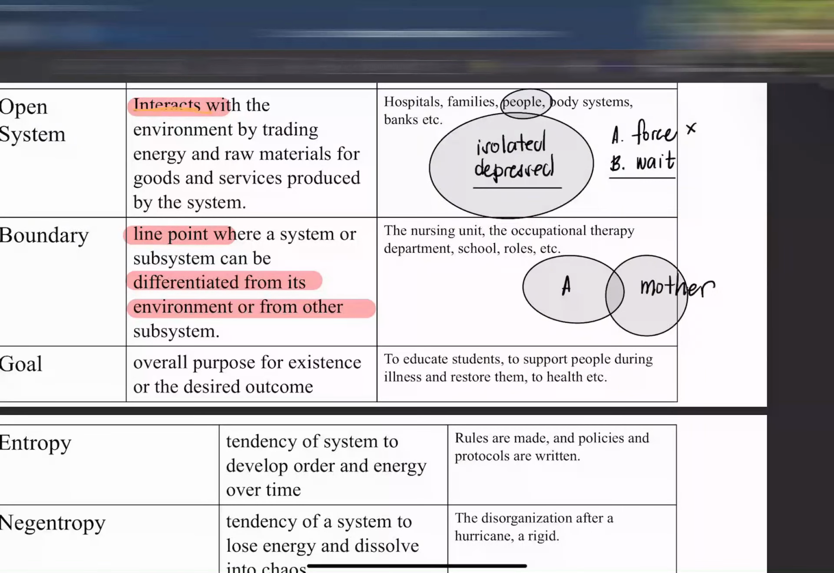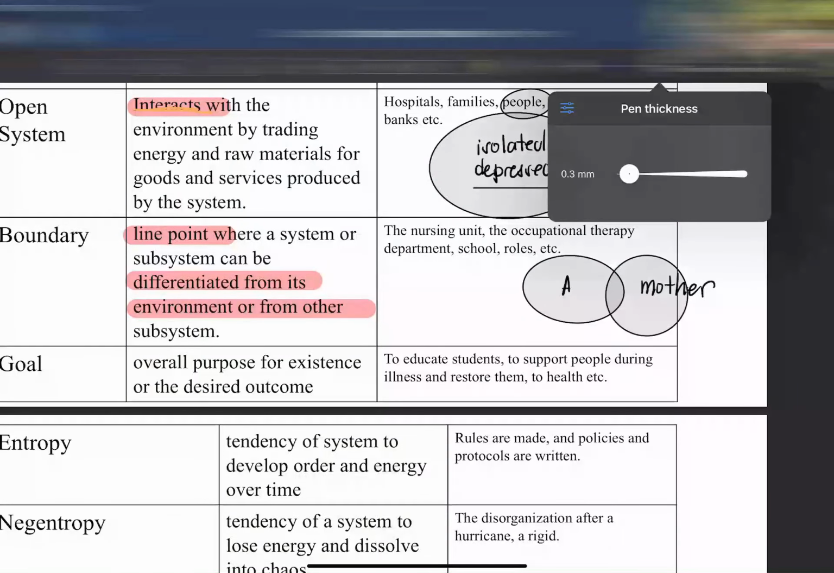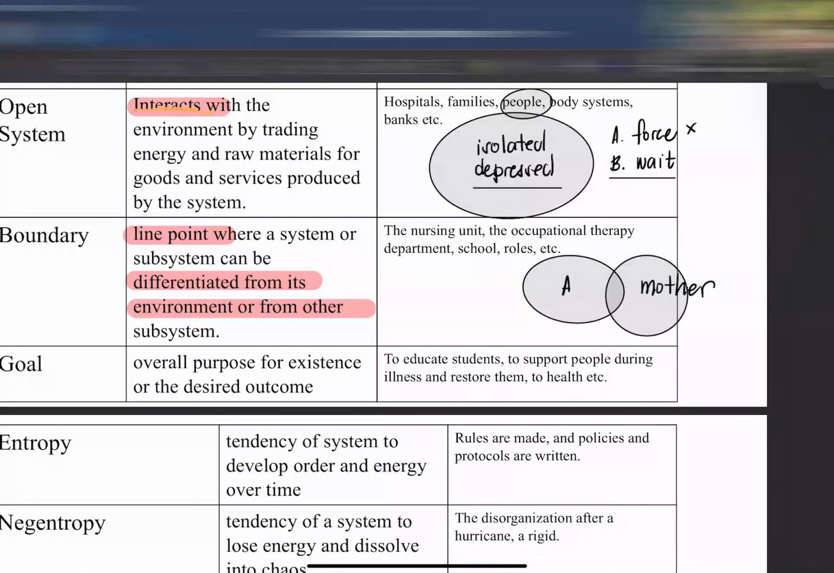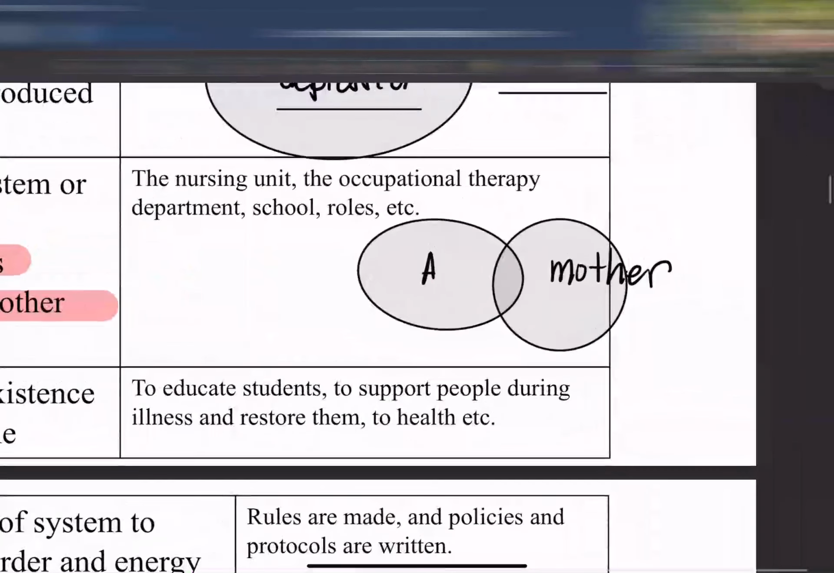Sorry, dapat kung nire-represent ko yan ng tama, guys, broken lines yan. Okay, dapat broken lines yan. Hindi ko pa malaman kung saan yung broken line dito. Okay, sa next video na lang ang broken line. Okay, so class, broken line yan kasi open system siya.